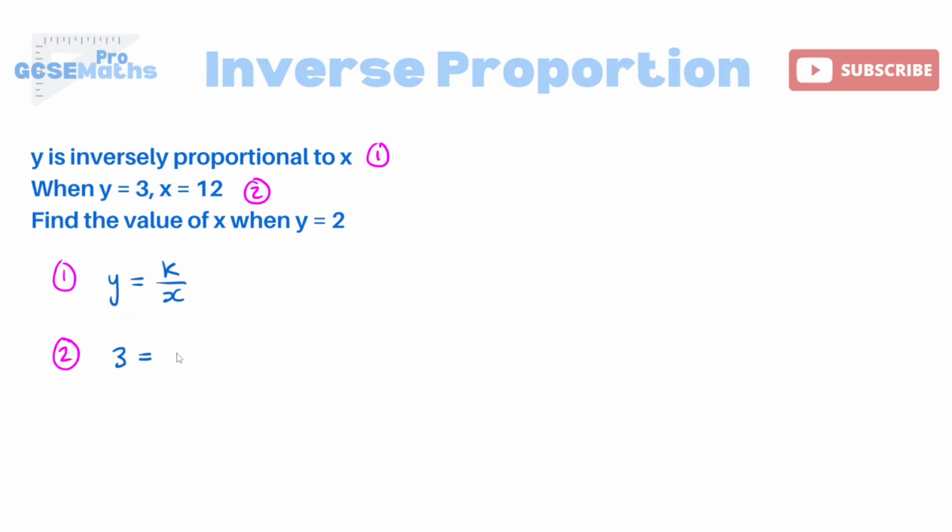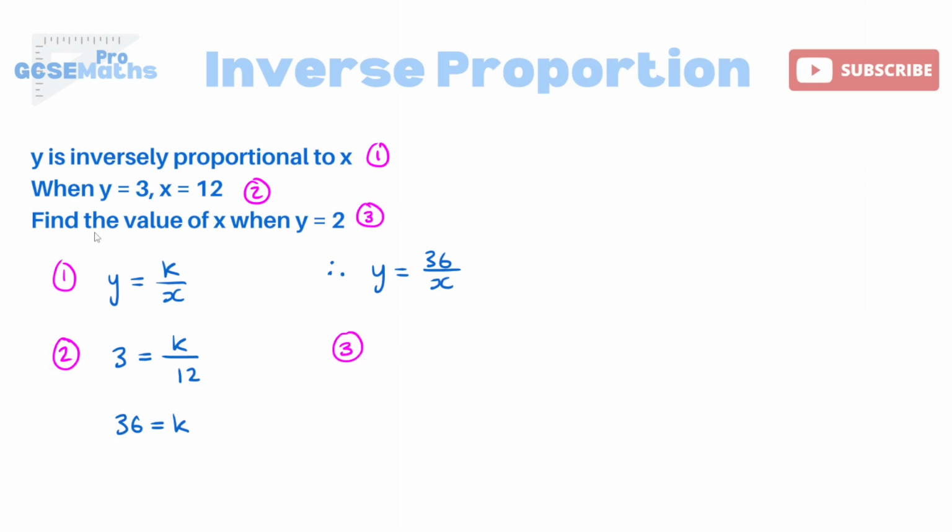So 3 is y, k over 12. Let's solve this to find k. Find the value of k, so just obviously multiply by 12. That gives me 36 for k. Do you see how this one is a different value of k because it's a different proportion relationship, it's a different question. So therefore, let me rewrite my formula out, 36 instead of the k. So y is equal to 36 over x. That is the relationship. And then finally, step 3, I can actually answer the question.